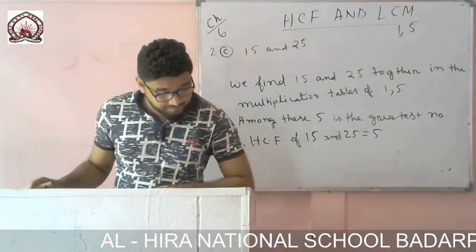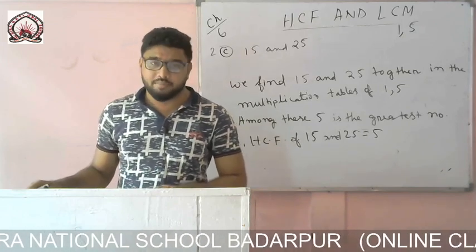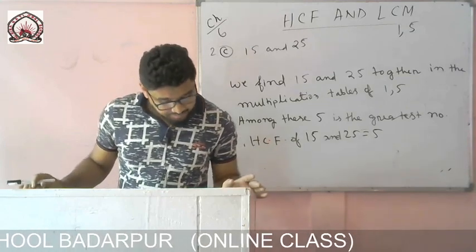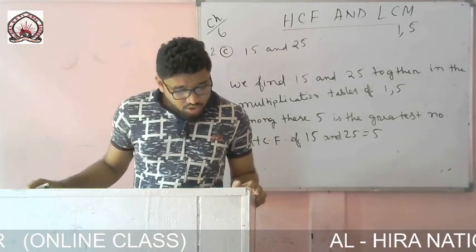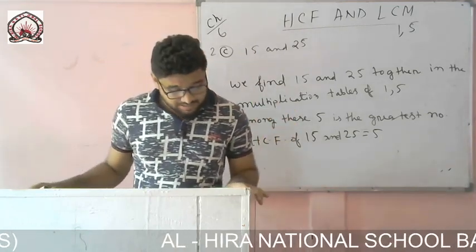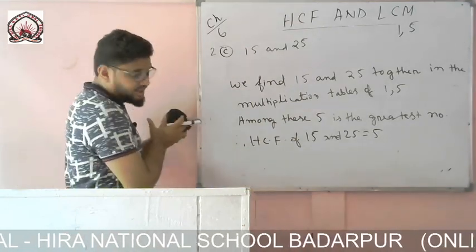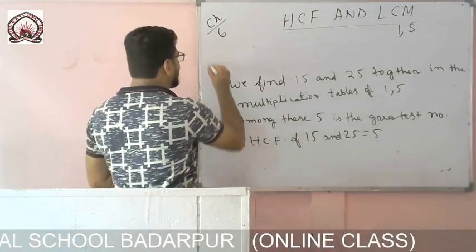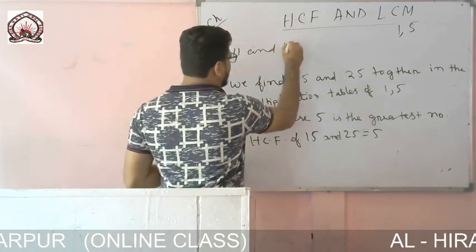Now come to question number 3. B and D, 2 I am leaving for practice. So 4 is there; among these, 2 I am leaving for practice and 2 I have done. So only 2 questions you need to solve. The process is the same, like this you practice. Question number 3A: 11 and 16.